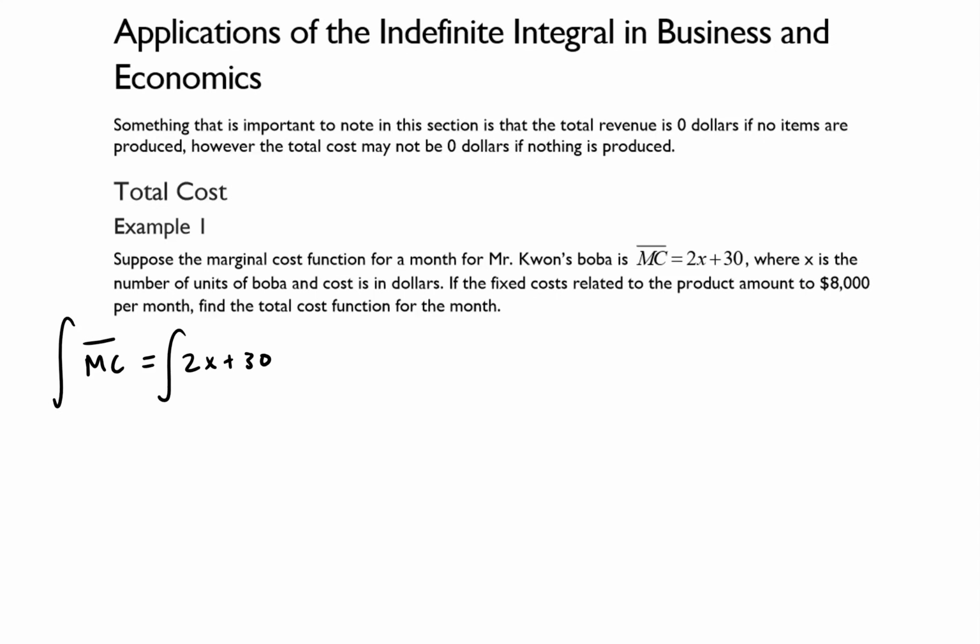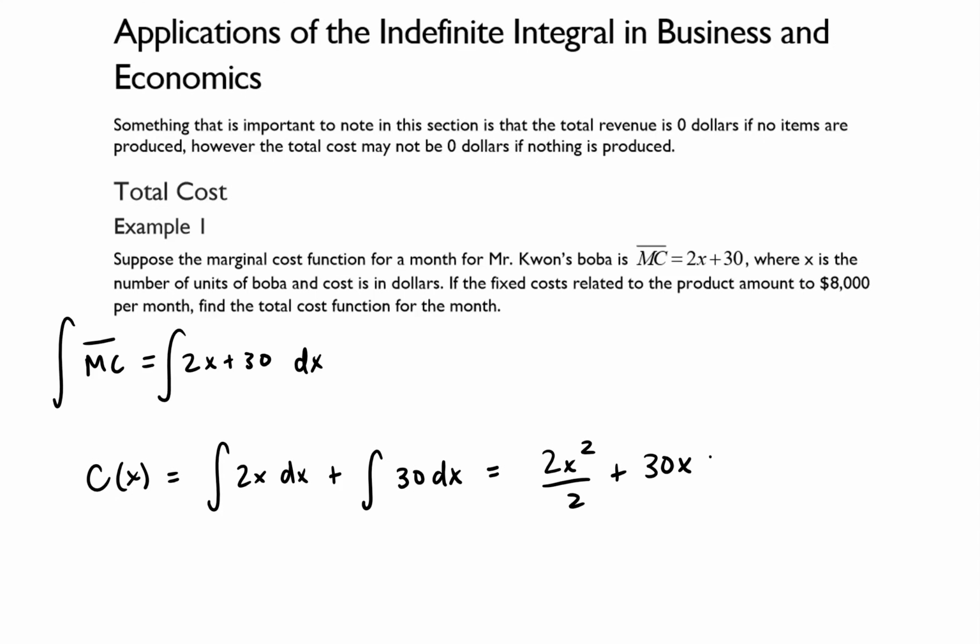If we integrate the left side, we're going to get the cost function, and then the right side, we can rewrite into two different integrals. And if we do that, we get 2x squared over 2 plus 30x plus, I'm going to write k instead of c since we have our cost function and we don't want to cause any confusion. So our cost function is equal to x squared plus 30x plus our constant of integration k.